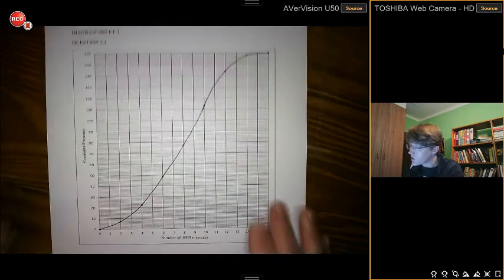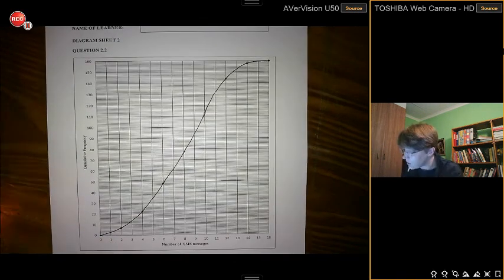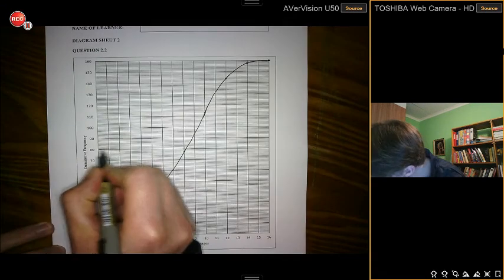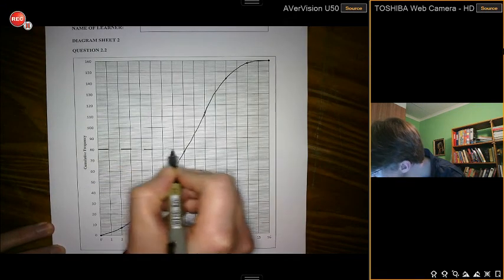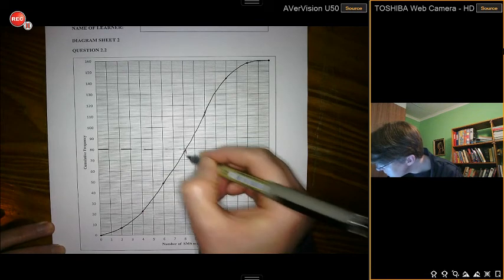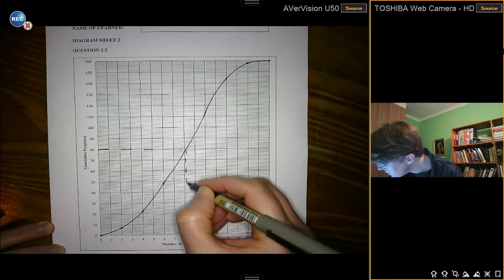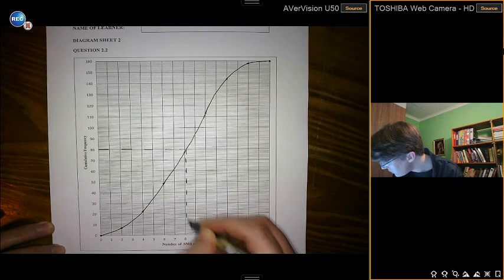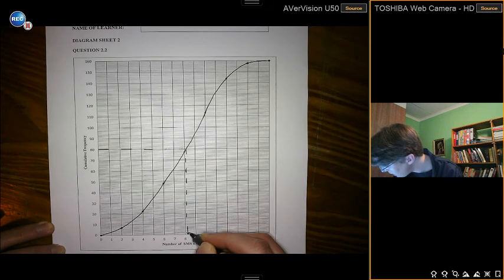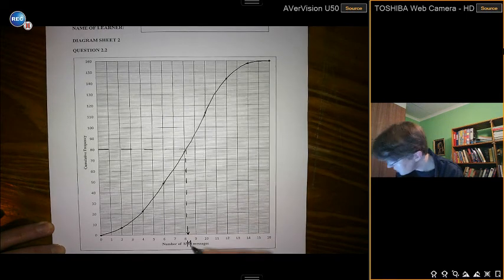So you'll see the total frequency here is 160. So you divide that in half. I go to 80, I go across, and I go down. And right over here, that's where my median is located.